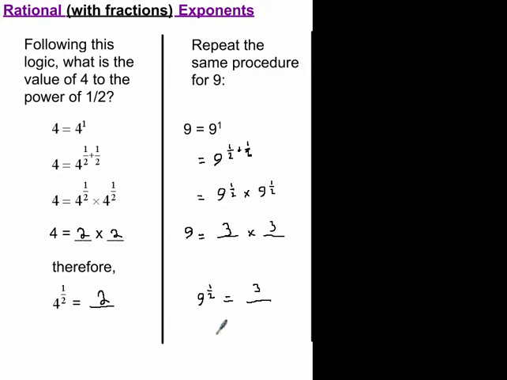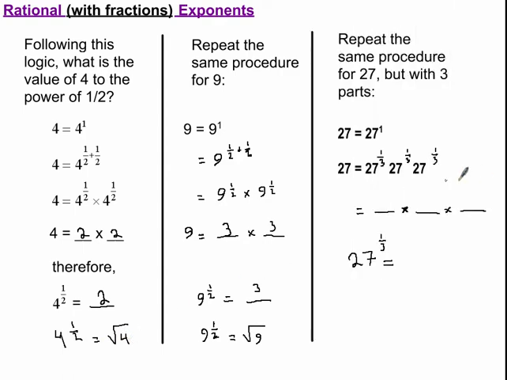So we know that 9 to the power of a half is equal to the square root of 9. And therefore 4 to the power of a half is equal to the square root of 4.